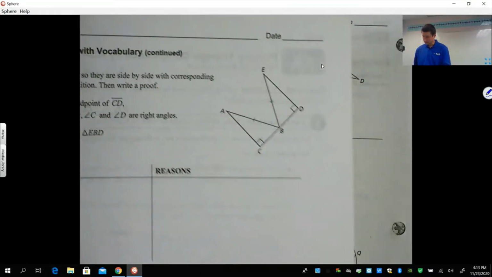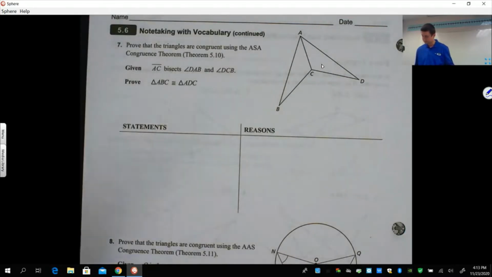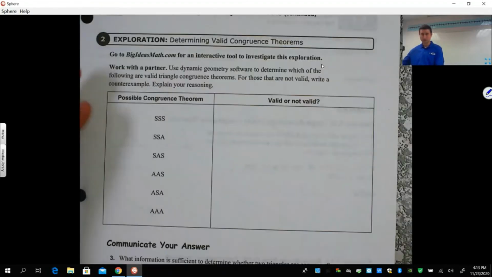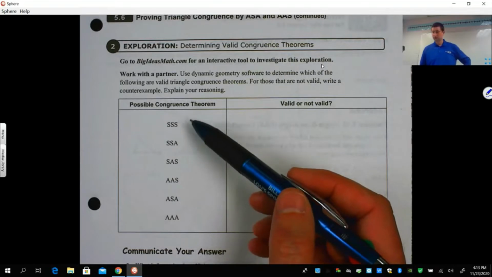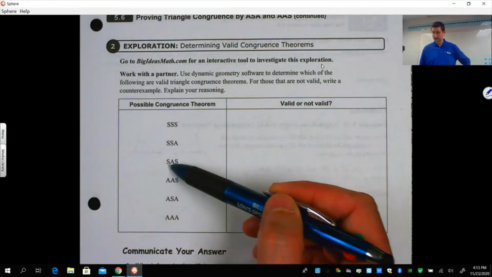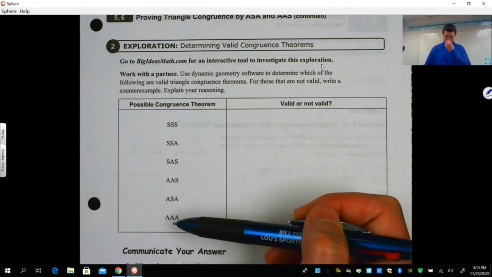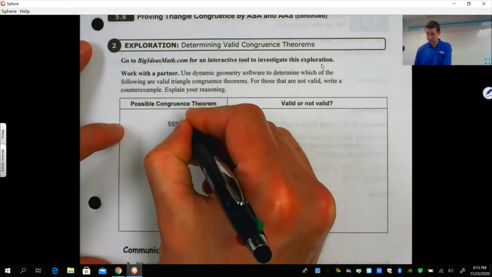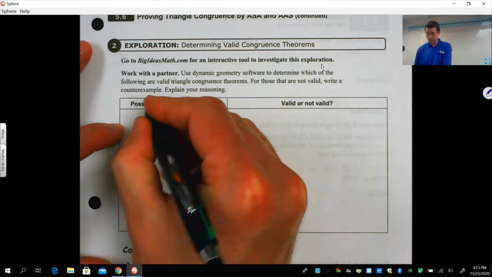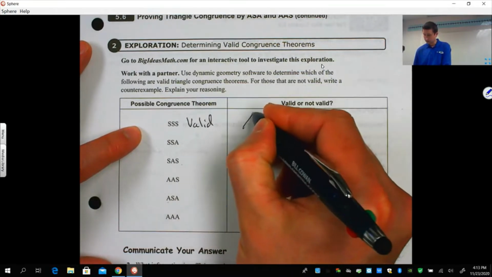Okay, so we have 5.6. Oh, that's the back of that one. Okay. We have this chart on page 149, and we have all of the possible congruence theorems. SSS, SSA, SAS, AAS, ASA, AAA. And the question whether it's valid or not. Okay, so this first one here, the SSS, this one is valid. That one is okay to use.